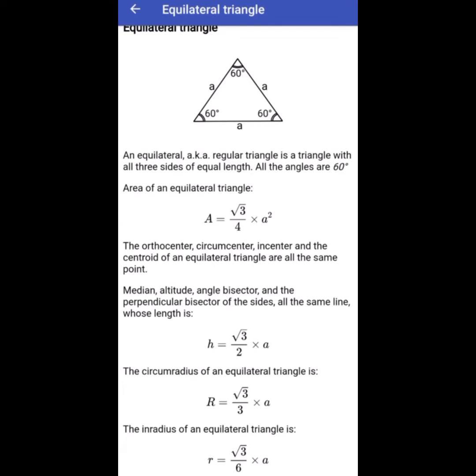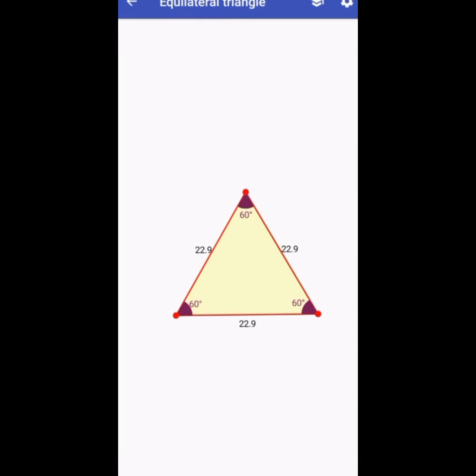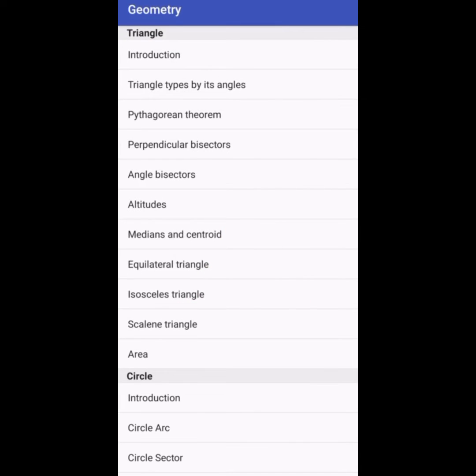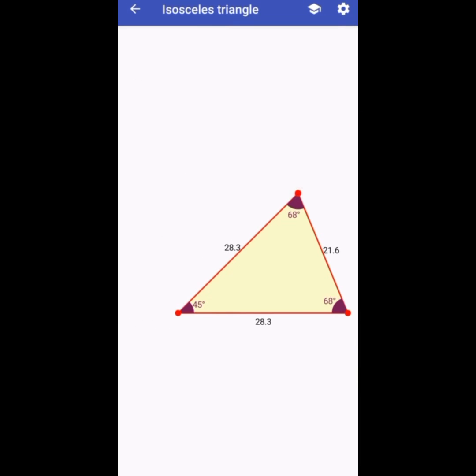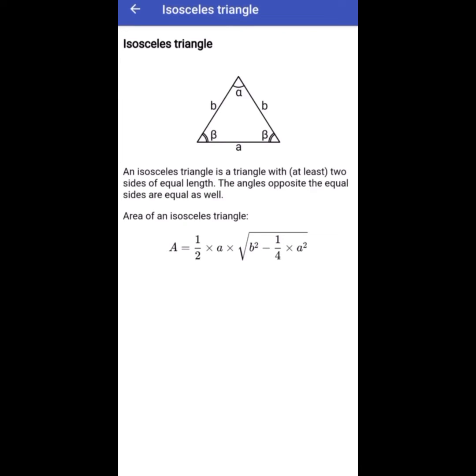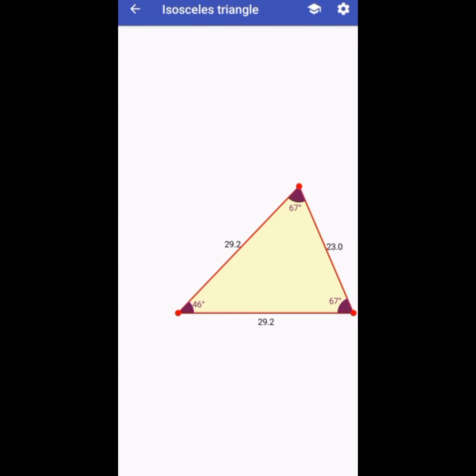So as you can see, those are the formulas. Now we are done with that type of triangle, and the next is the isosceles triangle. According to the definition, it is a triangle with at least two sides of equal length. The angles opposite the equal sides are equal as well. So here is the formula for the area of an isosceles triangle.